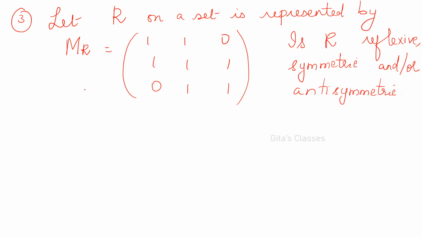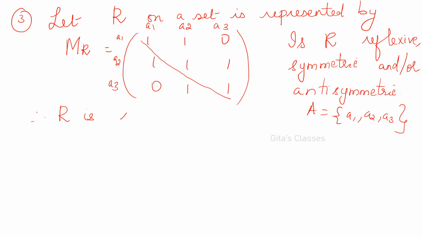So here, what are all the elements you have? Suppose R on the set is given. Let us assume A1, A2, A3 and here also A1, A2, A3. On the set means in the same set. So let us take A equal to {A1, A2, A3}. And this is the relation. A1 and A1 are related. A2 and A2 are related. A3 is related to A3. Therefore, these principal diagonal elements are 1. Therefore, all diagonal elements are equal to 1. Therefore, R is reflexive.